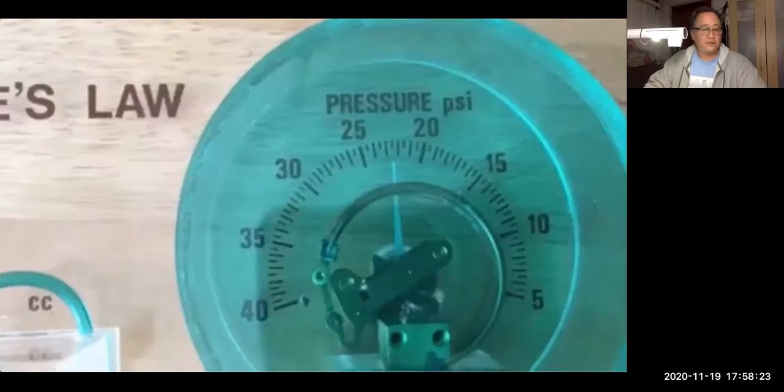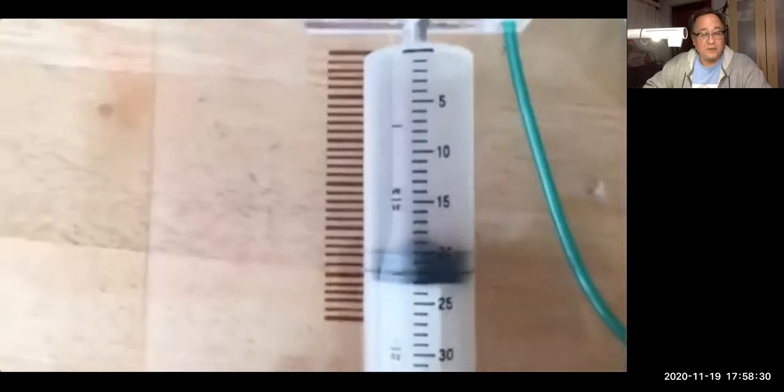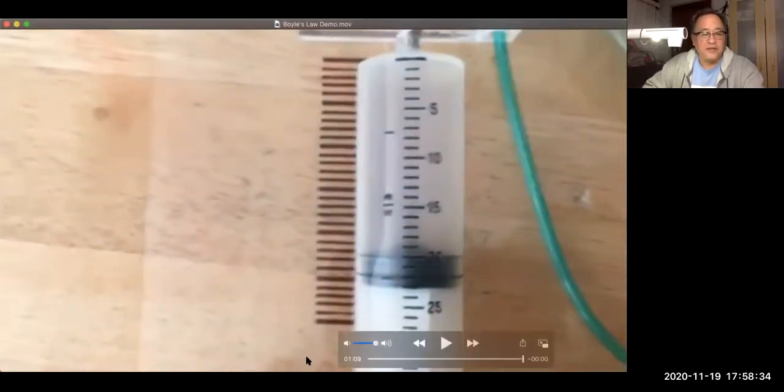All right. So we have seen that when we decrease the volume, the pressure does increase. So let's take a look at how we would understand that and how we would figure out what's going on. So I'm going to go back to my Elmo.